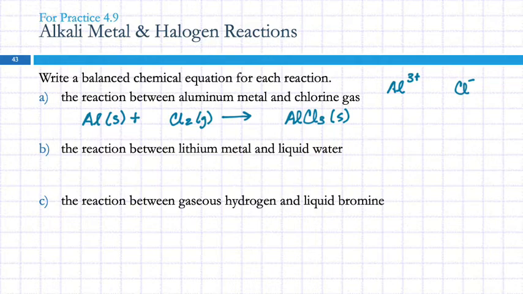This is the odd-even thing. I need 3, but they only come in pairs. So if I double this one and double that one, the aluminum is still balanced. And now I've changed my odd number into an even number. So 2 times 3 is 6 chlorines. I go over here, and I can tell I'm going to need 3. Okay?